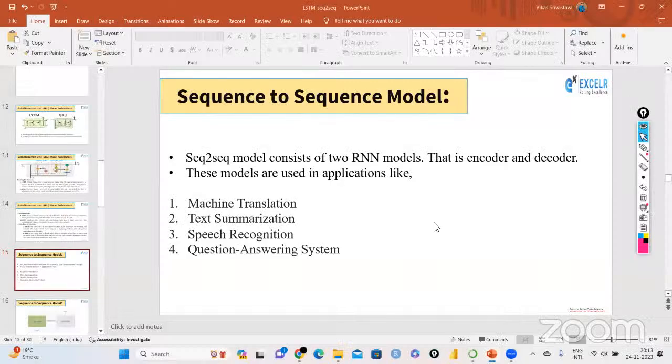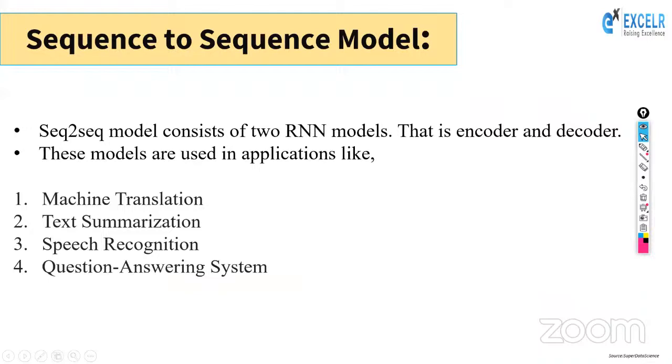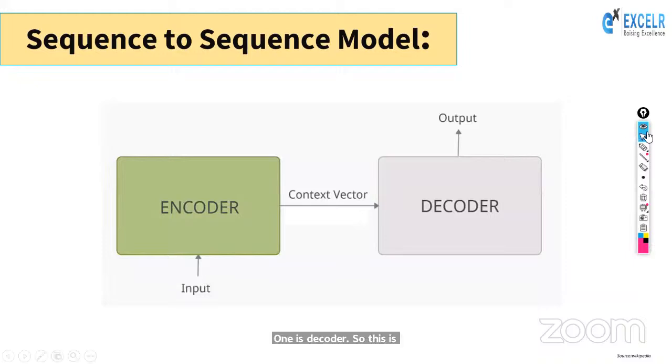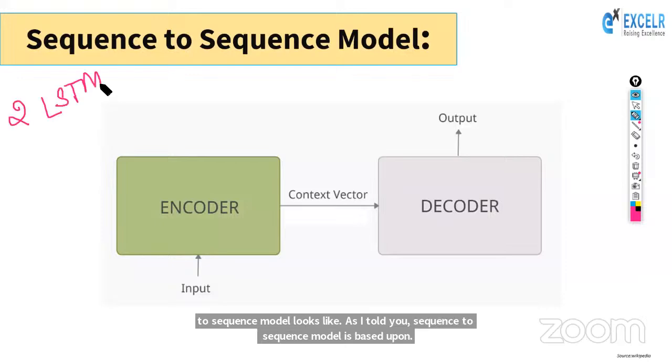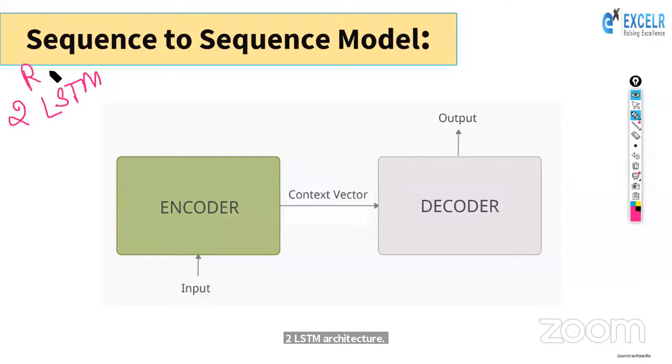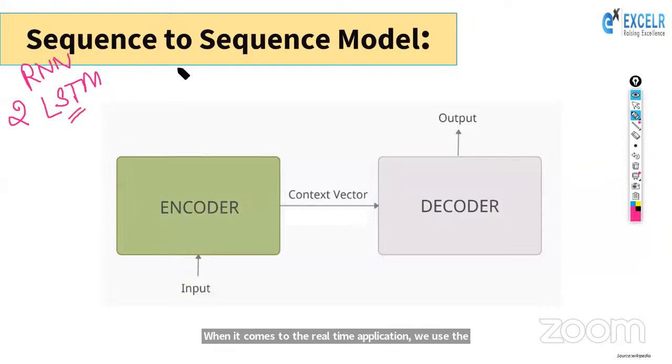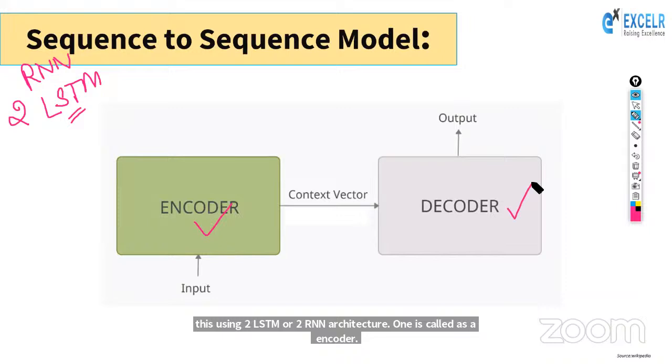Okay, guys. So let's see the sequence to sequence model architecture, where we have two things. One is an encoder and one is a decoder. So this is how a sequence to sequence model looks like. As I told you, a sequence to sequence model is based upon two LSTM architectures. It can be an LSTM model or it can be an RNN. But when it comes to real time applications, we use the LSTM architecture only. So it is using two LSTM or two RNN architectures. One is called an encoder, another one is called a decoder, right?